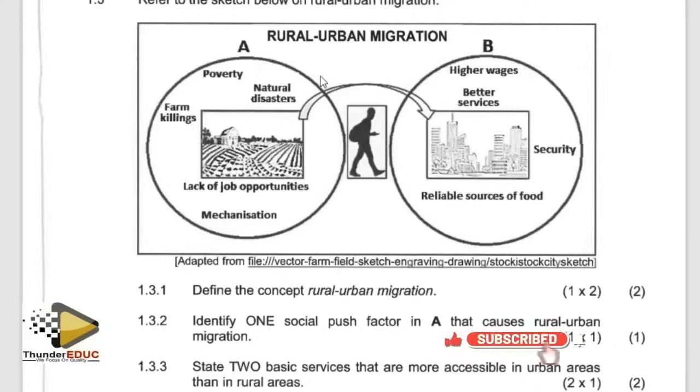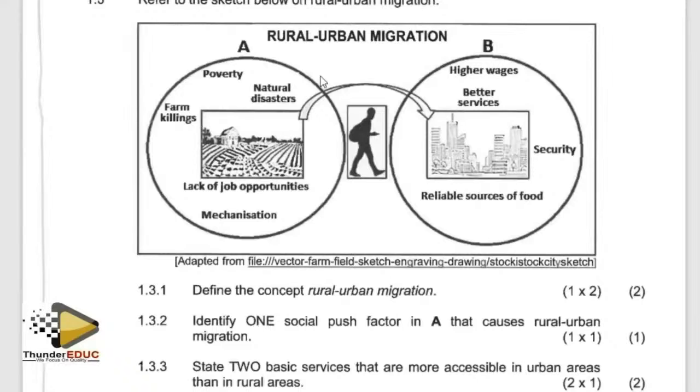They talk about problems faced by rural areas like farm killings, poverty, natural disasters, lack of job opportunities, and mechanization that has taken away people's jobs. Okay. So B is the higher wages, better services, security, and reliable source of food. In B, those are the pull, and the other one is the push.